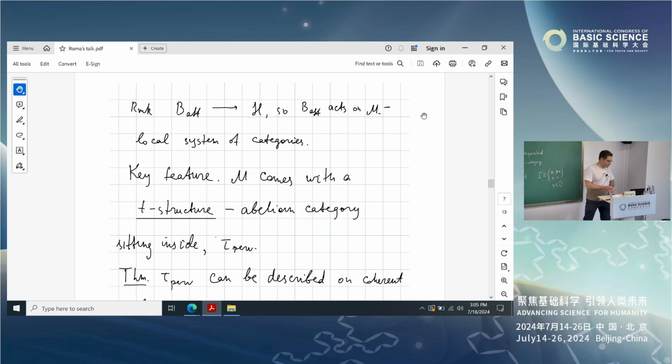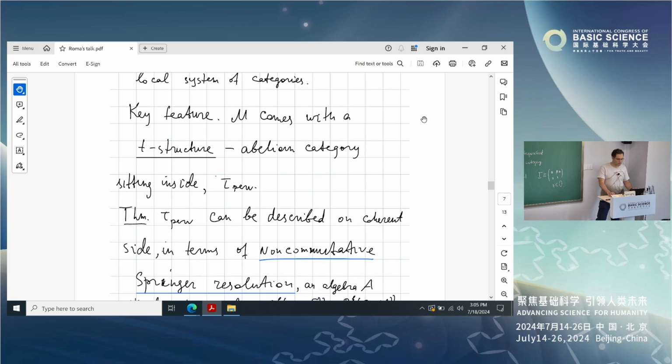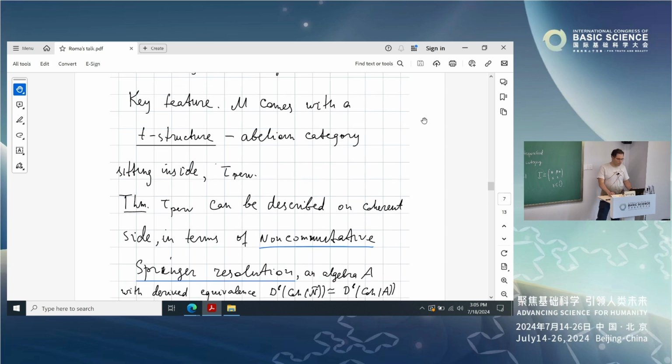So now I want to talk about applications and relations to other chapters of representation theory, as I said. But for that, I want to emphasize that there is a key feature here: not only do we get this equivalence of triangulated categories, so not only do we get the description of this category of constructible sheaves in terms of this coherent side, but we also get a description of the t-structure.